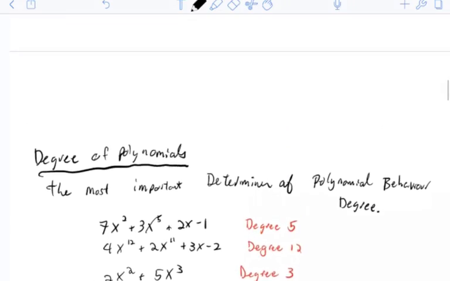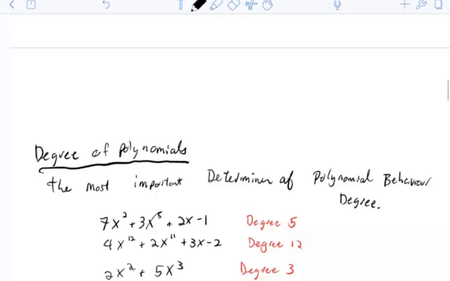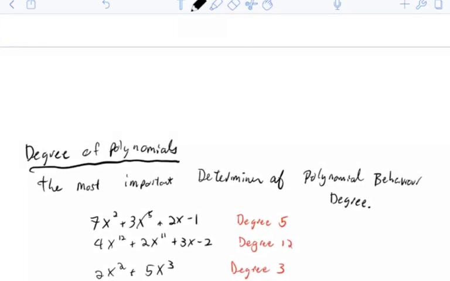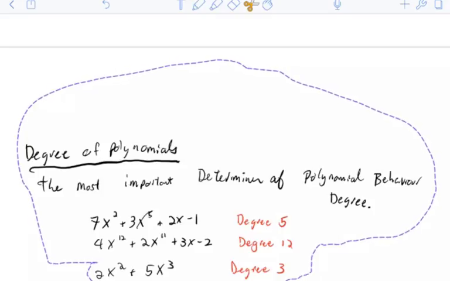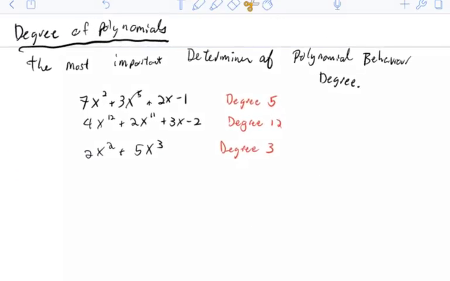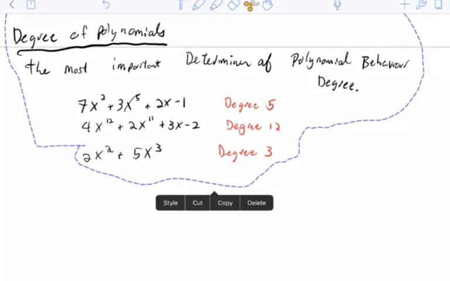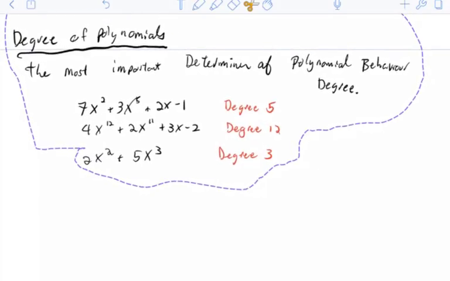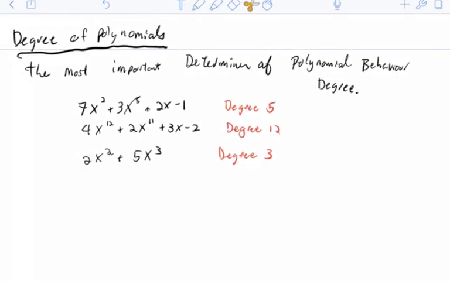So, the most important thing: we classify polynomials. We classify them according to their behavior, and one of the most important indicators of their behavior is something called the degree. So I've got a few examples written out here. The first one is degree 5, this one's a degree 12 polynomial, and this one's a degree 3 polynomial.